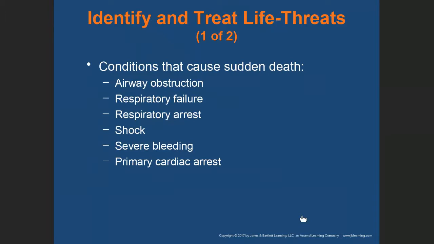Now, identify and treat life threats. So after you have ascertained the patient's level of consciousness, the next step is, are there life threats present? Is the airway compromised? Is the breathing compromised? Is circulation compromised? So conditions that can cause sudden death, airway obstruction, respiratory failure. Now, which bright spark can tell me what would identify respiratory failure in the field? So what am I looking for in respiratory failure? We did airway management yesterday. Can anybody answer that question?